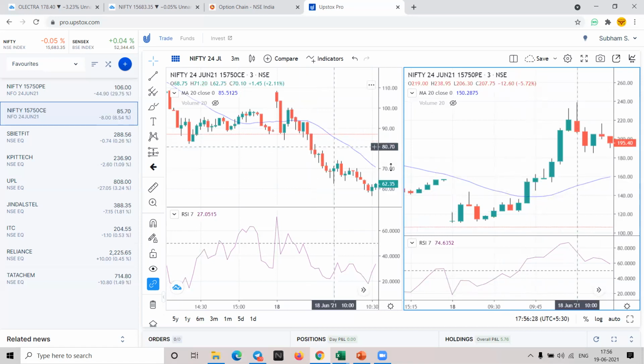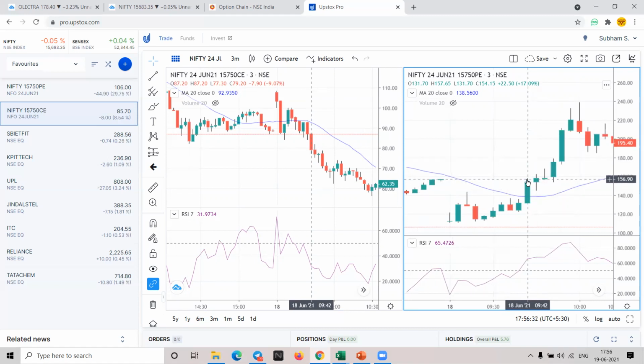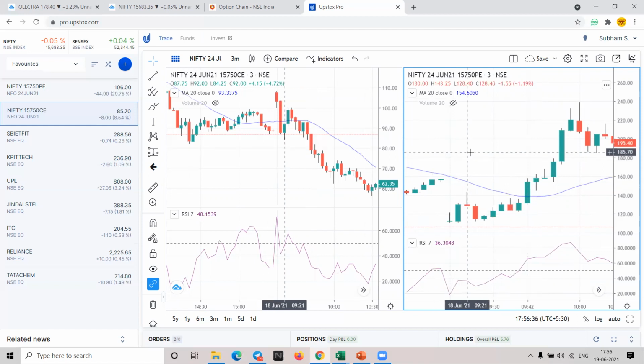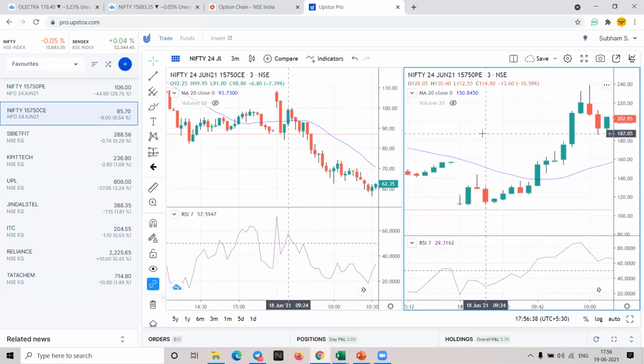Here also there is a sell entry. Here there is a buy entry. If you want to buy, you can buy it on the put side. If you want to sell, you can sell it on the call side. There is a benefit when you are doing selling. You can expect a risk reward of 1:1.5.